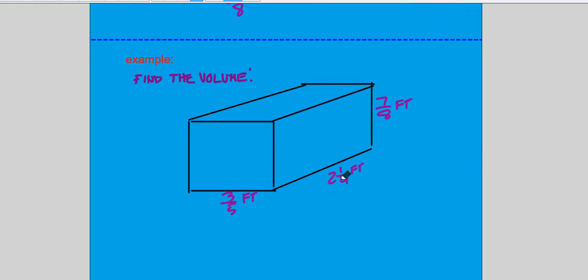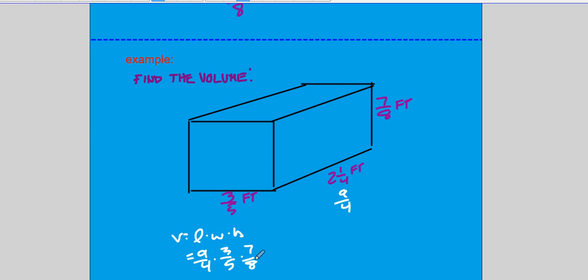This is 7/8 feet, 2 1/4 feet, 3/5 feet. So stop the video, work the problem, see if you get what I get. Okay, so here, 2 1/4 feet is 9/4 feet. So I'm going to take length times width times height, that gives me volume. Well, the length is 9/4, width is 3/5, and the height is 7/8.